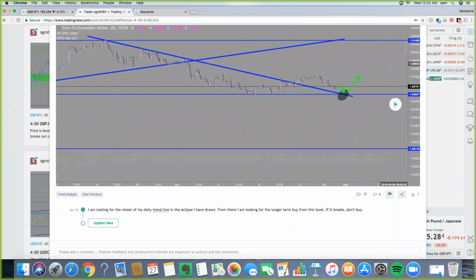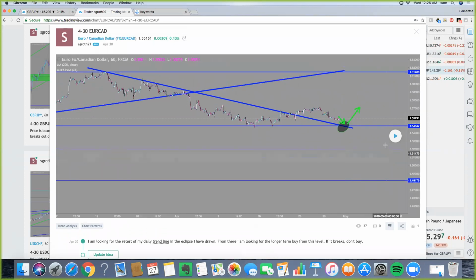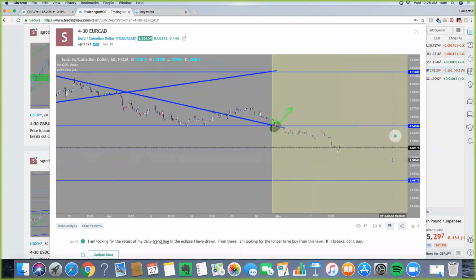So you can see on this trade right here, I am looking for the retest of my daily trend line in the ellipse I have drawn here. From there, I'm looking for a longer term buy from this level. If it breaks, don't buy. So I can come in here, see the exact screenshot I took before that happened, and then I can press the little play button. And then it shows me exactly what happened in the market. So as you guys can see, it broke, so I did not buy off of this.